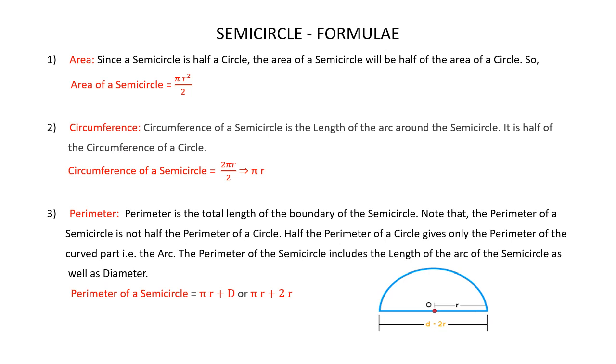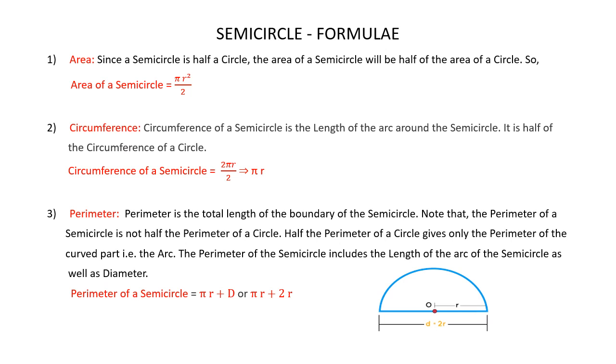Circumference. Circumference of a semicircle is the length of the arc around the semicircle. It is half of the circumference of a circle. Now we know that the circumference of a circle is equal to 2 pi r. So circumference of a semicircle would be equal to 2 pi r divided by 2, which is nothing but pi r. So circumference of a semicircle is equal to pi r.